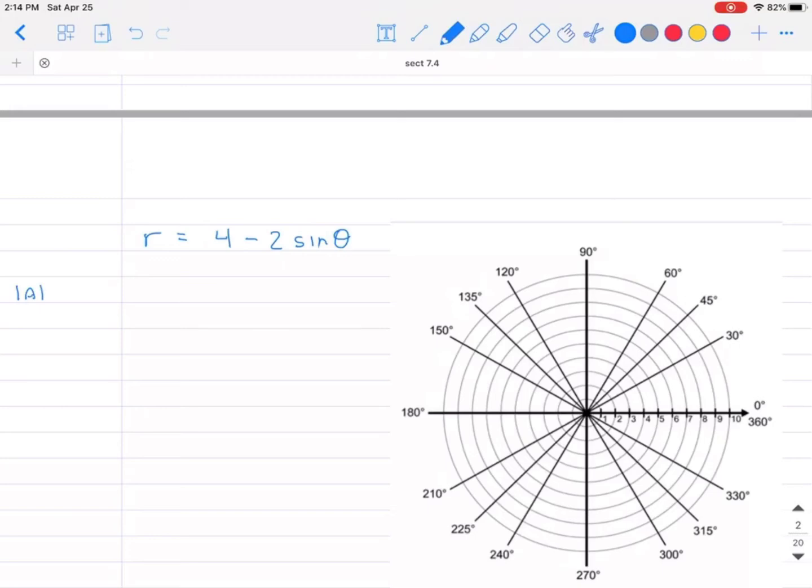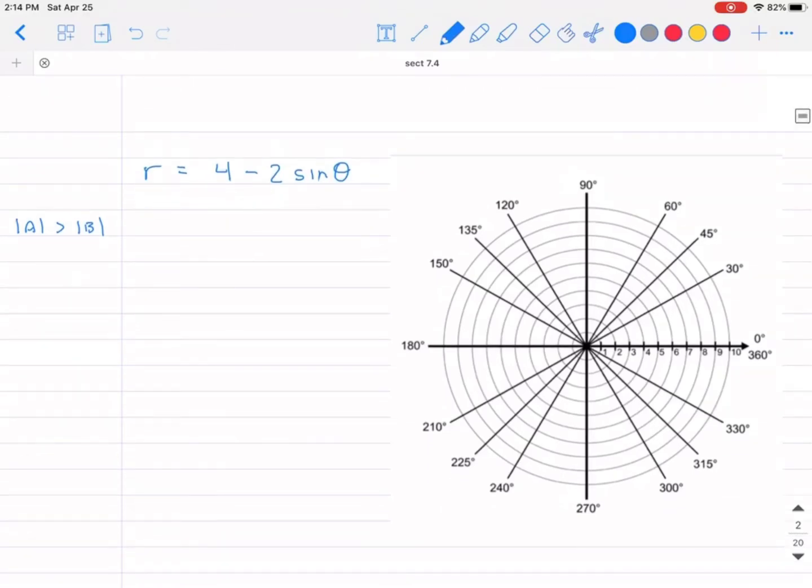What happens if the value of b is a little bit smaller than a? So that is to say the absolute value of a is going to be greater than the absolute value of b. Well, for this graph, let's do the same thing. We'll go ahead and create a chart. So here's theta, here's r. So 0, 90, 180, 270, and then 360.